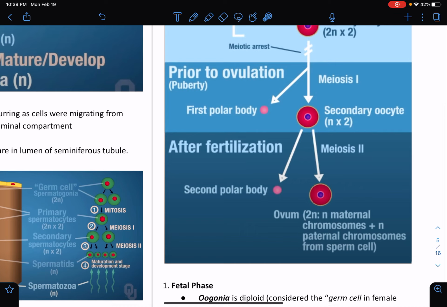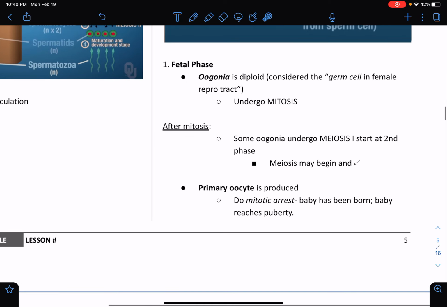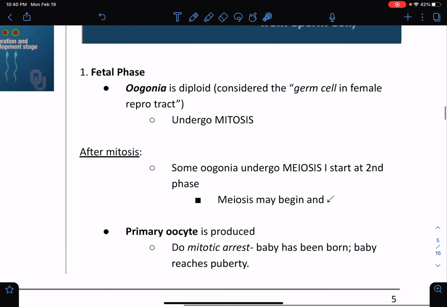Now, after fertilization, I believe meiosis 2 also starts in phase 2, and then by phase 3 it starts to finish. The second polar body is produced, and the result is called the ovum. So let's just recall what was mentioned. Fetal phase, oogonia is diploid. This is considered a germ cell in the female reproductive tract. If males have the spermatogonia, the females have the oogonia.